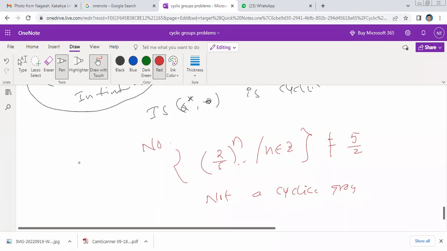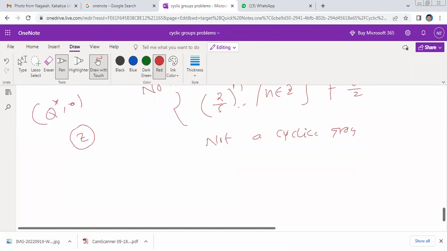So how many generators are there in Q star under multiplication? My question is, no, 0. Because it is not a cyclic group, the number of generators is 0. They may ask it this way too, so be careful and alert. They set up a group and ask the number of generators in it.